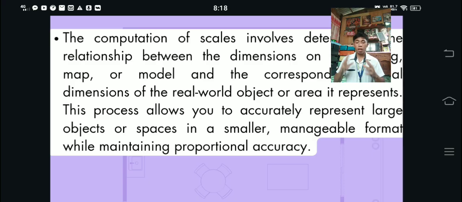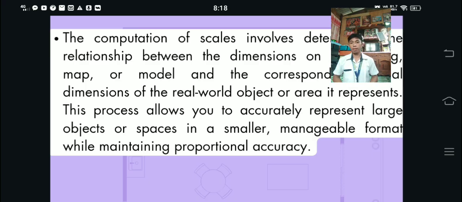So computing skills involves real objects, dimensions, or models. They talk about how to compute a certain area. So by computing a scale, we need to have a book wherein we put our scale, like for example, that area is 20 meters, and the other side is 20 meters, so that is what you put in the scales, right?